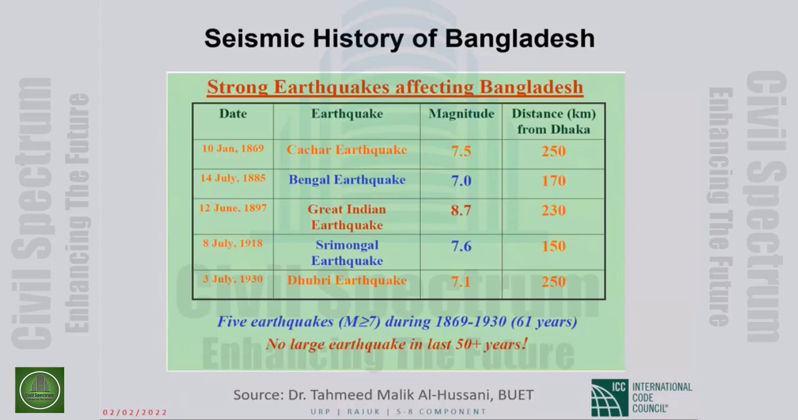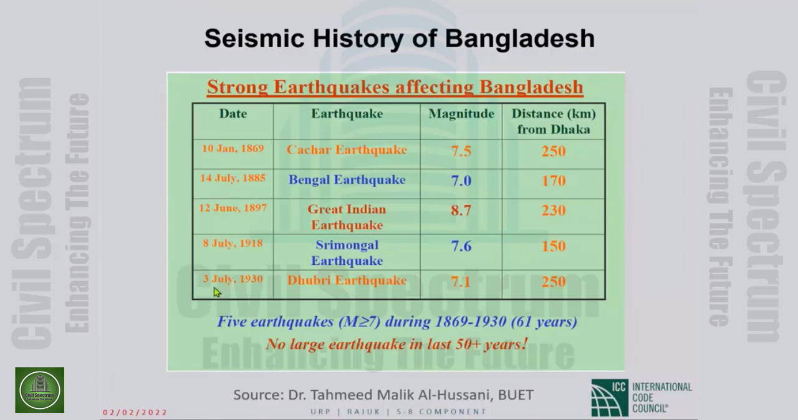strong earthquakes affecting Bangladesh. So 1869 Kachar earthquake, you see magnitude 7.5, which is huge. 1885 Bengal earthquake, magnitude 7. The distances of the epicenter from Dhaka are given. The 1897 Great Indian earthquake, incredible, 8.7, 230 kilometers from Dhaka. 1918 Srimangal earthquake 7.6 and Dhubri earthquake of 1930 7.1.